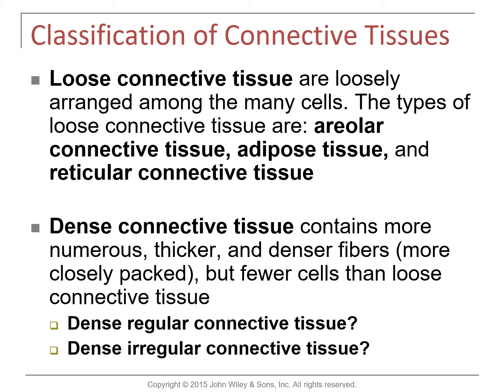Dense irregular connective tissue, again, has few cells, lots of thick collagen fibers arranged in bundles, but the bundles are randomly arranged. They're not in parallel. And that allows for movement and stretch with limitation in different directions. Dense irregular connective tissue is vascularized, and this is the dominant tissue that makes up the deeper layer of the dermis of the skin.